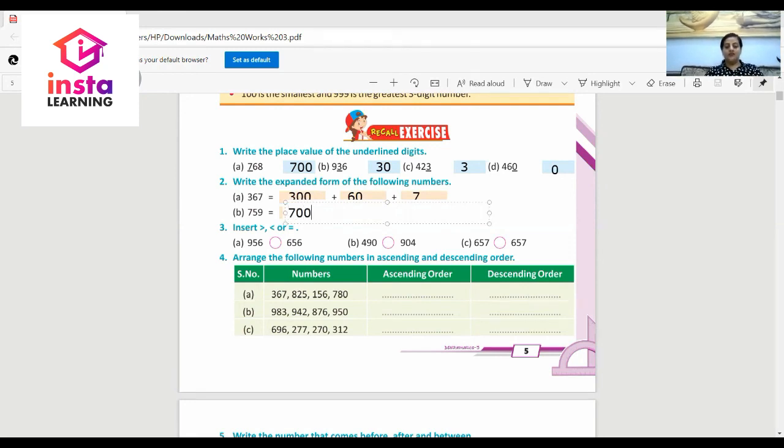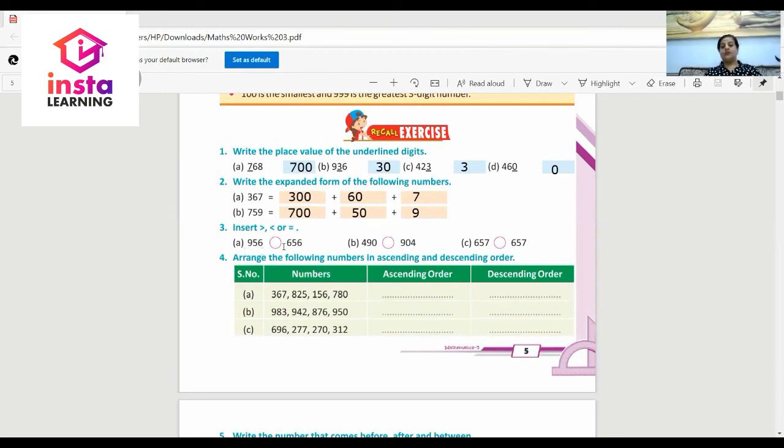Now 700 plus 50, 5 tens, and 9 ones. This is the answer. This is the expanded form. Now insert more than, greater than, less than or equal to.